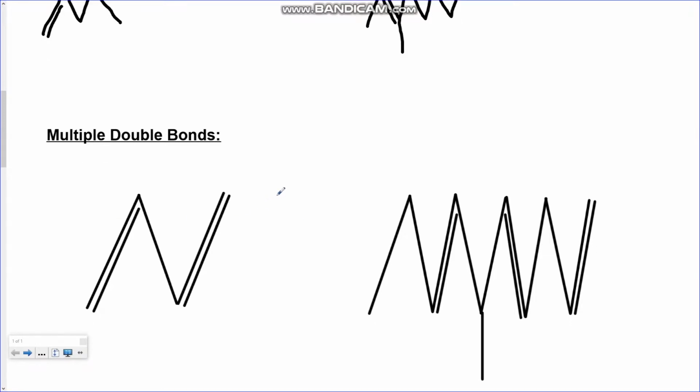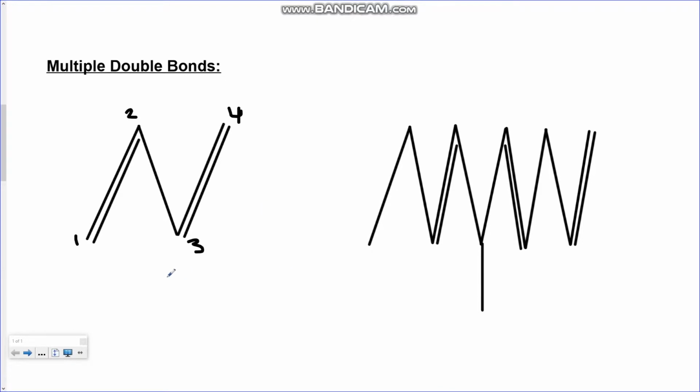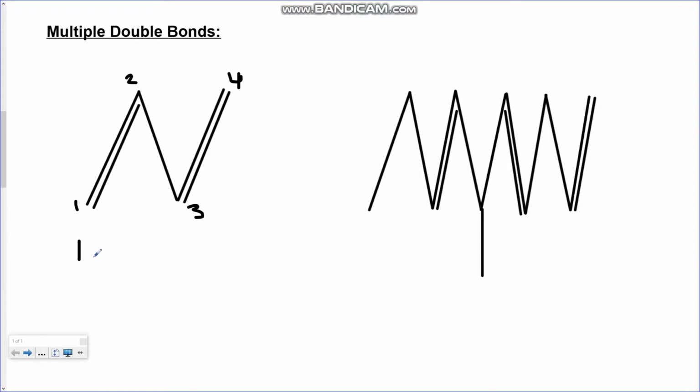Alright, now we're going to get into multiple double bonds, which we did touch upon earlier on in the video. And once again, very, very simple. Just count the carbons. So 1, 2, 3, and 4. Let me number it down. 2, 3, and 4. Now let's identify where our double bonds are. So we have a double bond on carbon 1 and a double bond on carbon 3. So pretty much what this means is we're going to write 1 and 3.